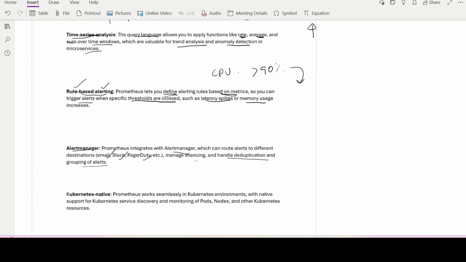And Kubernetes native. That means Prometheus works seamlessly with the Kubernetes environment. We know that Kubernetes is the world ruler in providing the orchestration of microservices, and Prometheus works seamlessly with it. That means all Kubernetes environments can use Prometheus, easily configure it, and take advantage of the features provided here. It provides native support for Kubernetes services, service discovery, and monitoring of pods, nodes, and other Kubernetes resources. So it is very easy to use with Kubernetes and works seamlessly.